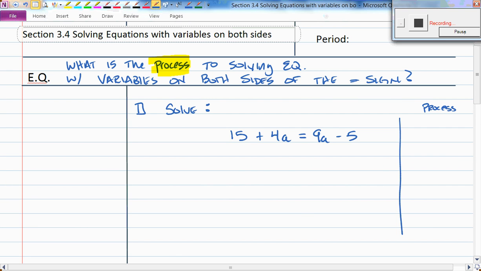Before we begin, right now we have to identify where the variable is, okay? Where is the variable? Talk to your partner, ask them to identify. So we have some variables here. We have 4a on the left-hand side. We have 9a on the right-hand side. Okay? My question to you, which side has more? This side or this side of the variables? Which side?